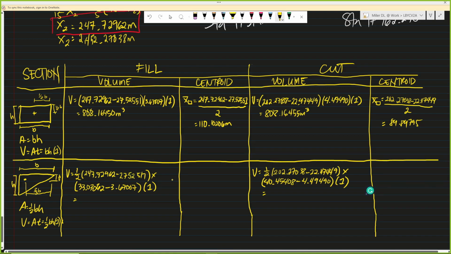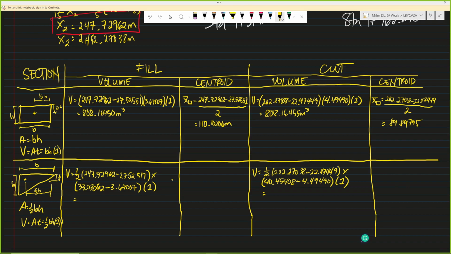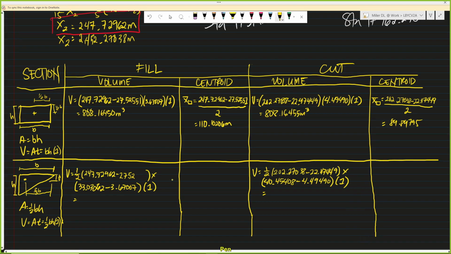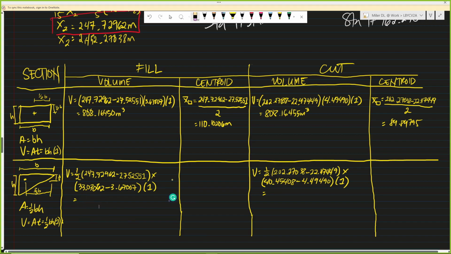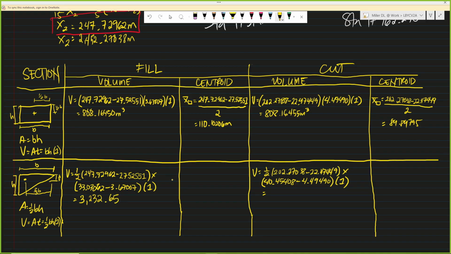So we have 3232.65689 and 3232.65639 cubic meter. Okay?